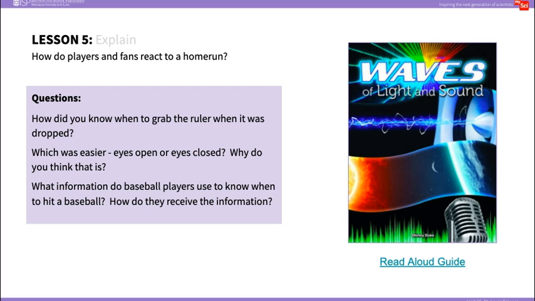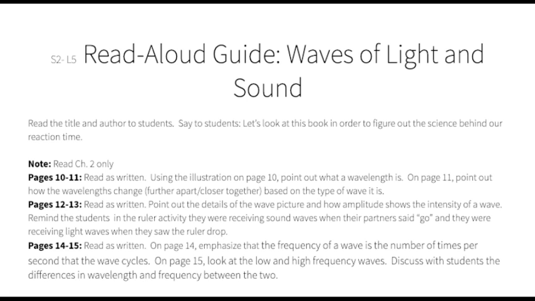In the explain portion of this lesson, you'll transition to talk about how we receive this information. So our receptors, like our eyes and our ears, send this information to our brain, but how in the world does this information get to our eyes and our ears? You'll discuss this with your students by reading the book Waves of Sound and Light. You'll read chapters 1 and 2.